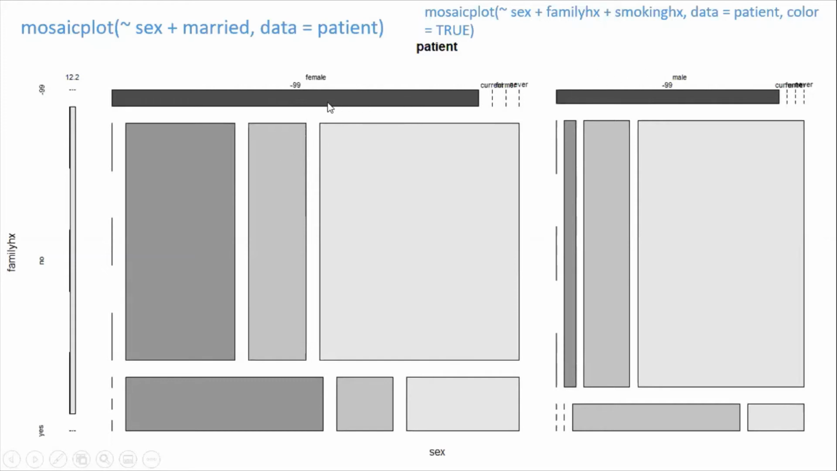Okay, so consider this female and male as strata. We have two strata, and under each stratum, we look at smoking history and cross-tabulate it with family history. This is something called the Mantel-Haenszel method to control for confounding.